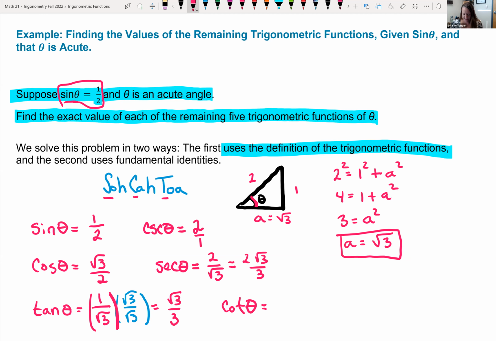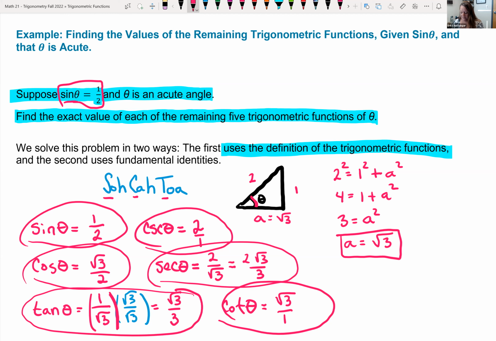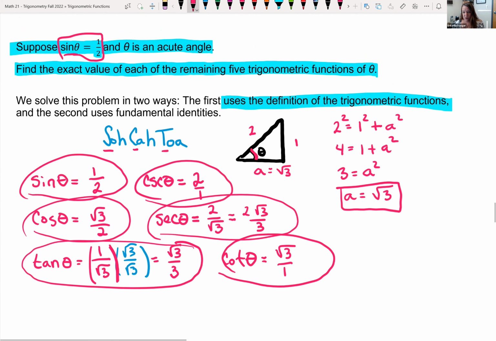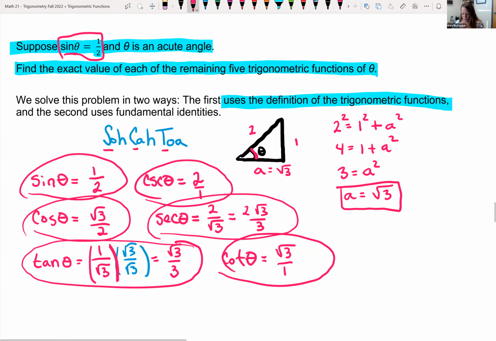Okay, so that was by using the definition of our trigonometric functions. So we want to do the same exact thing, but this time we want to do it using the fundamental identities. So one of those fundamental identities, again, was cosine squared theta plus sine squared theta equals 1.